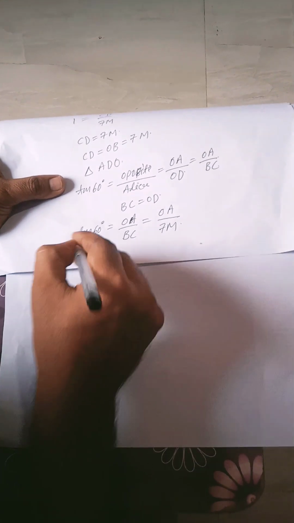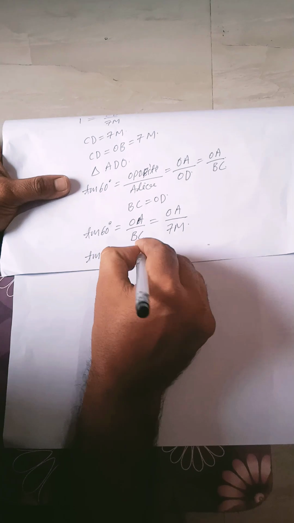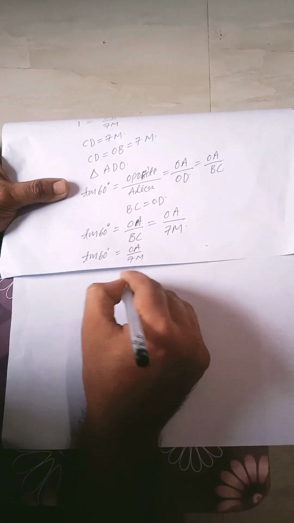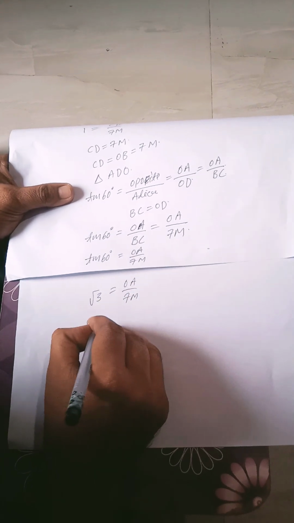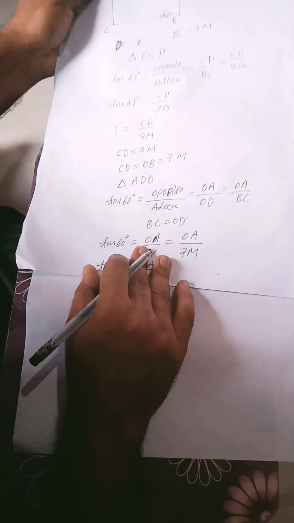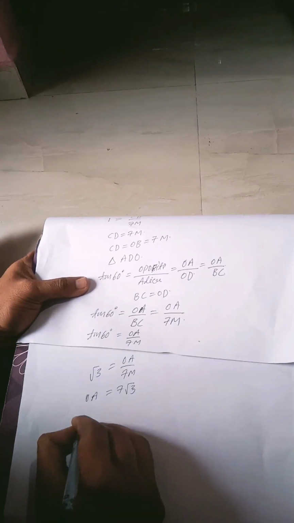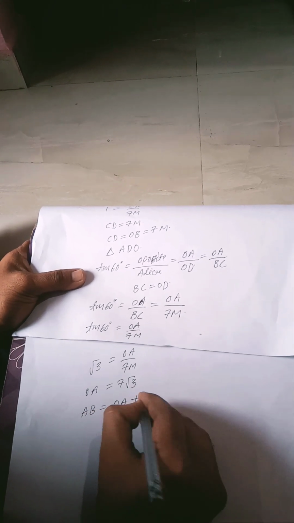Tan 60 is equal to OA by 7 meters. Tan 60 is equal to root 3, so root 3 equals OA by 7 meters. OA is equal to 7 root 3. But AB is equal to OA plus OB.